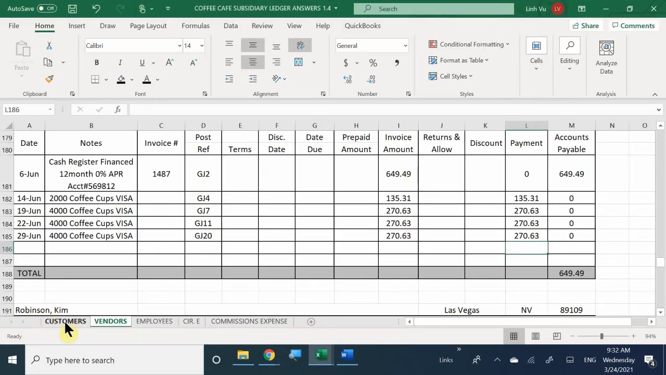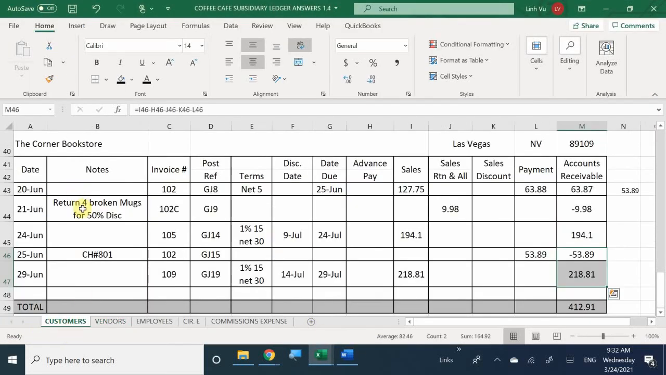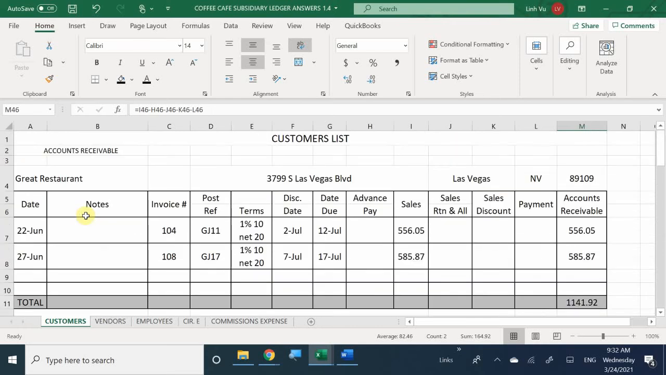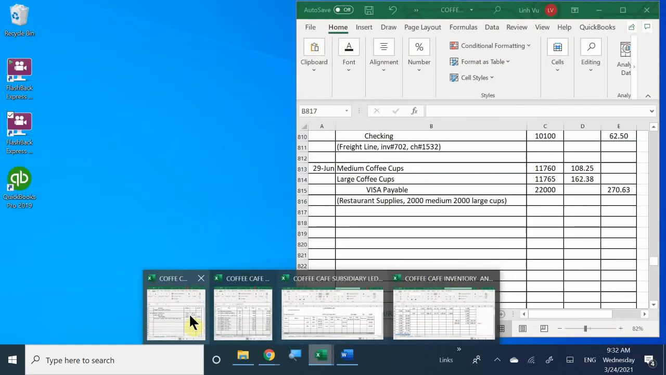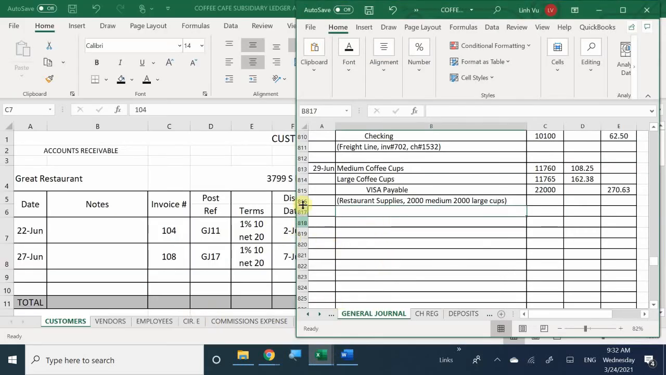Subsidiary. So here we are, customers. Great Restaurant is at the top. Invoice number 104. So in this case, there's no adjustments or any returns. So how much is this check for? 556.05. So we received a check from him. So what is going to be my journal? Checking and accounts receivable. Perfect.